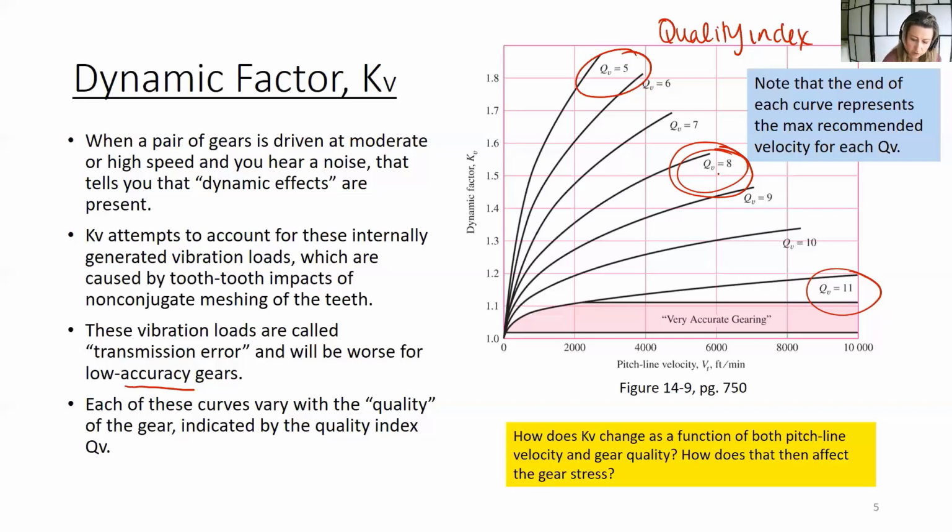Each of these curves varies with the pitch line velocity. As the gears are rotating faster, you can imagine that provides more opportunity for these unwanted dynamic effects to be present and cause some problems. So the dynamic factor Kv increases, and that is going to increase the stress. One of your quiz questions, I'll ask you something about how Kv changes as a function of both pitch line velocity and gear quality, and how that then affects the gear stress.